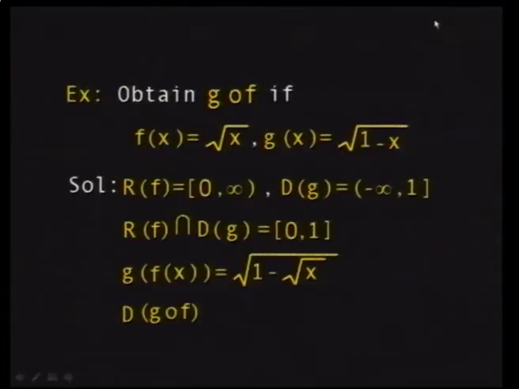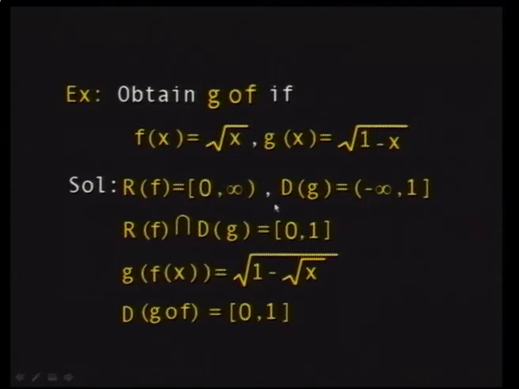Here is a different problem. Here f of x is equal to square root of x, and g of x is equal to square root of 1 minus x. Now he wants what? g circular f. Which comes first? f. So f comes first. Now we calculate the range of f. The range of f is from 0 to infinity. And the domain of g is from minus infinity to 1.